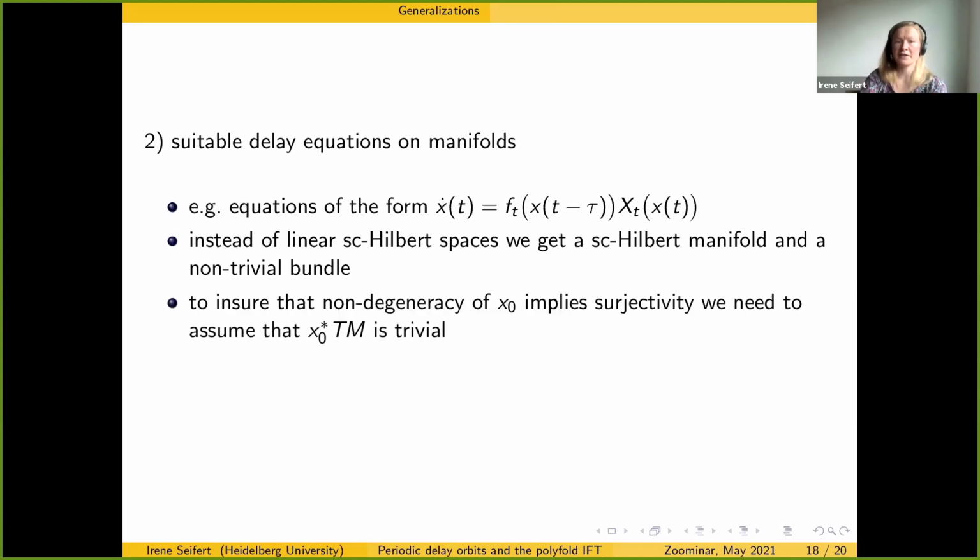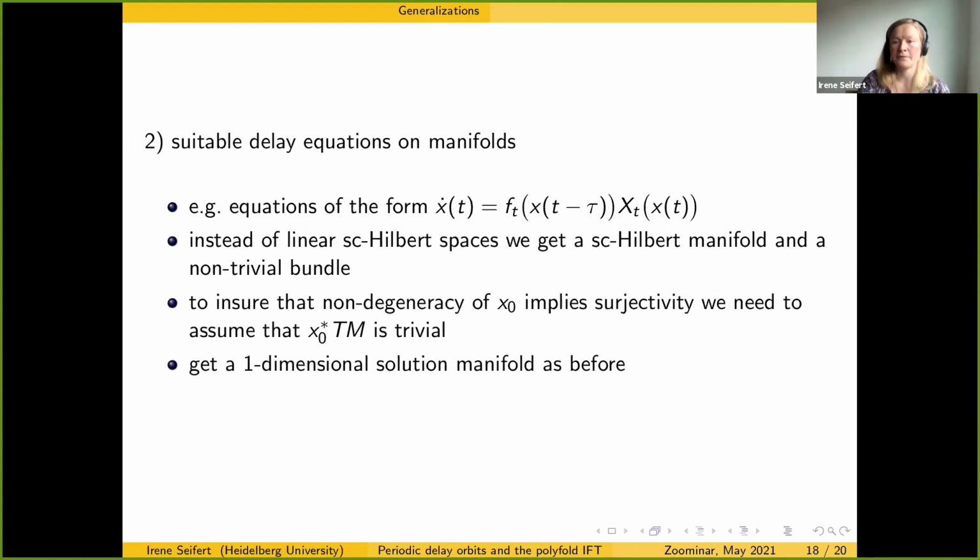And in this setting, we need to assume something more about the orbit we start with, because otherwise the non-degeneracy of x0 maybe does not imply surjectivity. So we assume that this pullback bundle is trivial, but then we get exactly a one-dimensional solution manifold exactly as before.